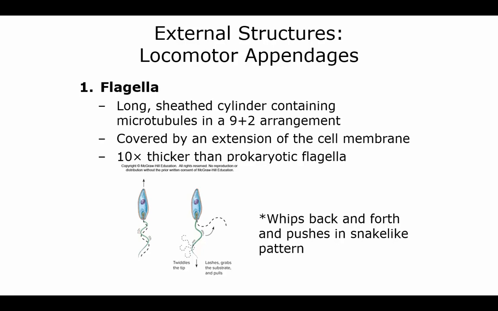Now, looking at the locomotor appendages, the flagella, this is a long sheathed cylinder, and it contains microtubules, and it's covered by an extension. It has a sheath that's part of the cell membrane, and it's going to be 10% thicker than the prokaryotic flagella. And the way it can move is by whipping back and forth, or else pushing off in a snake-like fashion, where it lashes and grabs the substrate and it pulls.